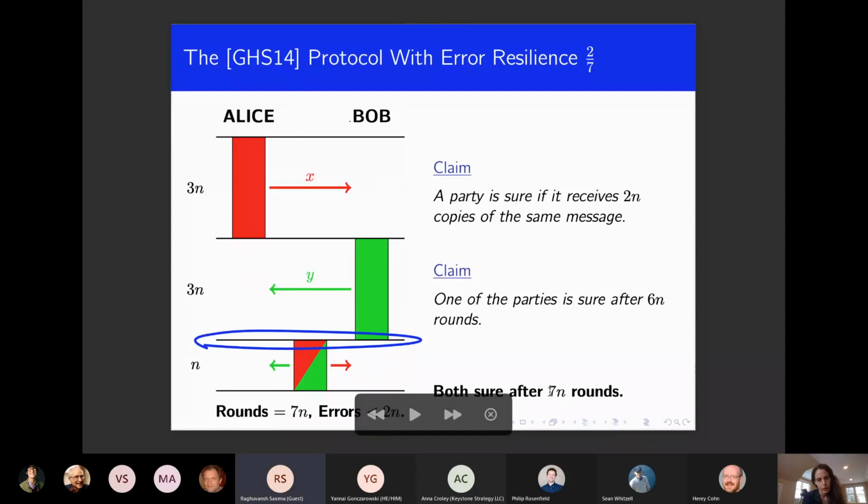So this is the complete protocol. You have rounds 3n, 3n, and n: non-adaptive, non-adaptive, adaptive. Alice sends to Bob her input. Bob sends to Alice. Yes, is there a question?